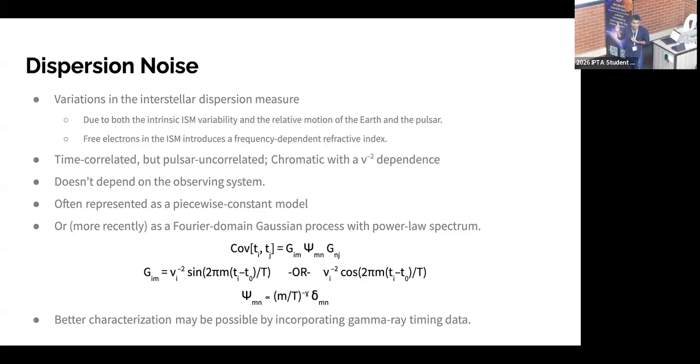One good thing about this is that, unlike radio, gamma ray observations of pulsars are not affected by interstellar dispersion. So if we combine our radio observations with gamma ray observations, we can characterize this very, very well. We cannot get rid of it, but we can characterize it much, much better.